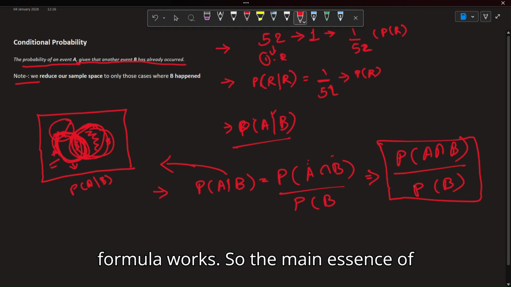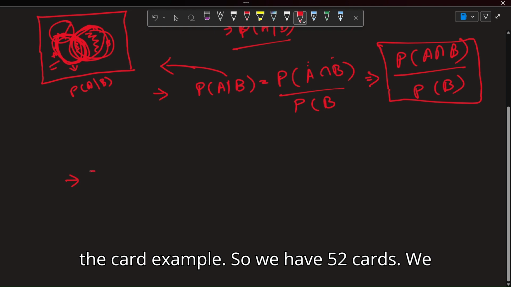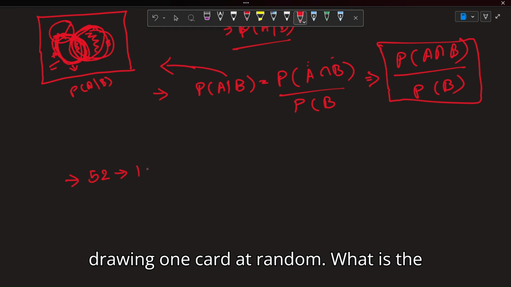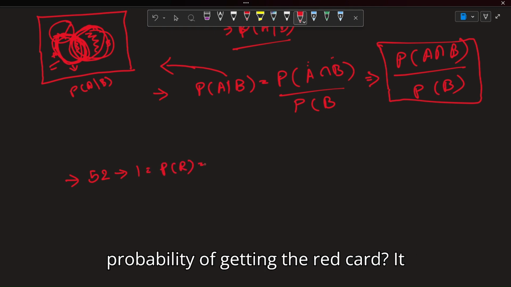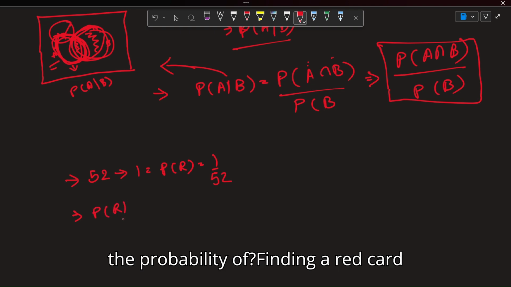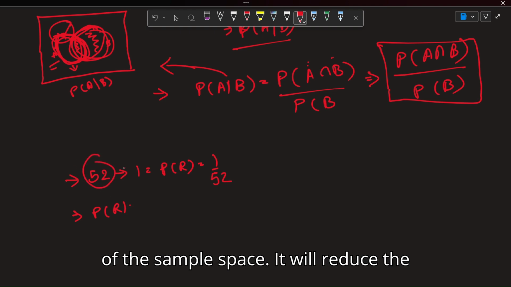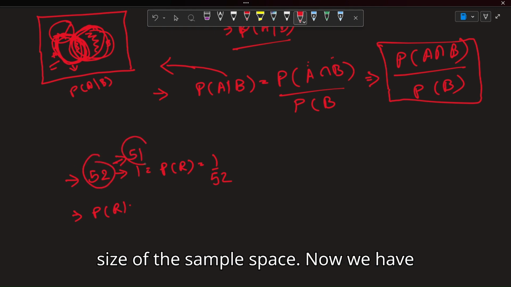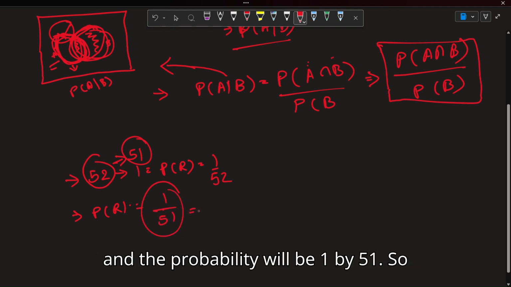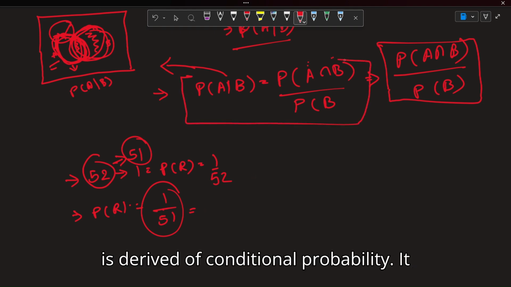So the main essence of conditional probability is that it reduces the sample space. As I have shown you in the card example, we have 52 cards. We are drawing one card at random. What is the probability of getting the red card? It is 1 by 52. But if we ask what is the probability of finding a red card, given that we have already drawn a card from the deck, it will reduce the size of the sample space. Now we have only 51 cards, so our outcome will change, and the probability will be 1 by 51. So this is the main essence of conditional probability, and this is how the formula of conditional probability is derived.